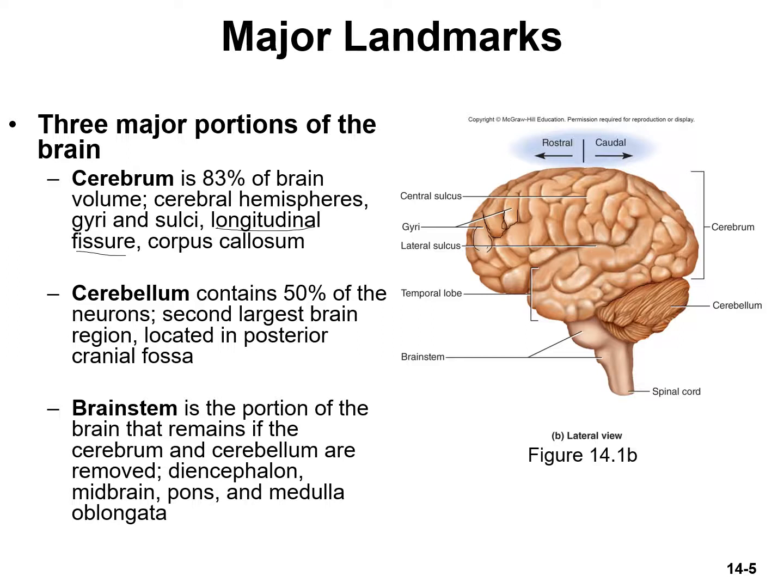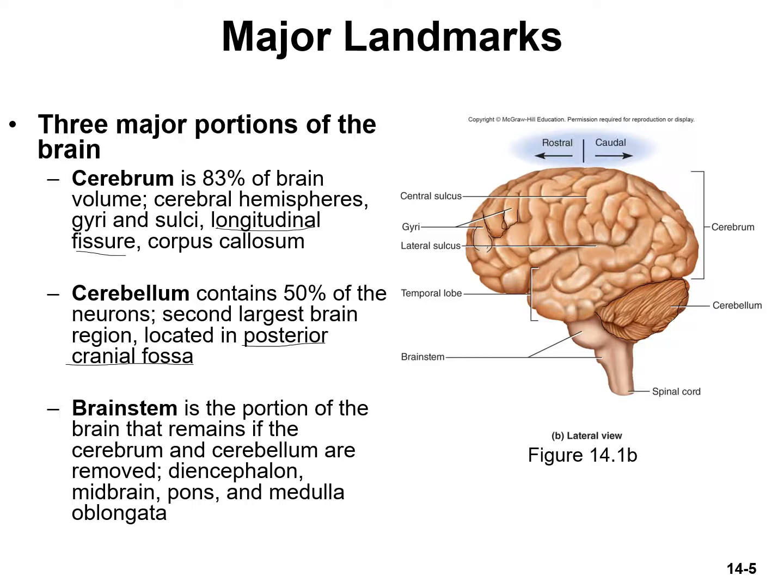Cerebellum is considerably smaller than the cerebrum, but somewhat surprisingly, it contains about half of the brain's neurons. It's of course the second largest brain region, and it's located in the posterior cranial fossa, which is a landmark that we learned when we learned about the skeletal system. So if you have a base of a cranium or a cranial model in your hand, you can easily see this posterior cranial fossa and how the cerebellum fits into that space.